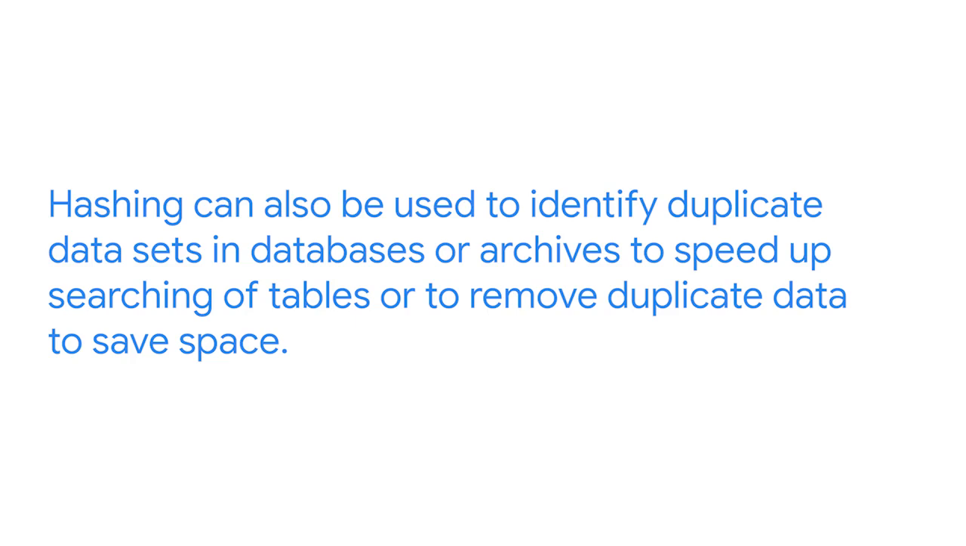Hash functions have a large number of applications in computing in general, typically used to uniquely identify data. You may have heard the term hash table before in the context of software engineering. This is a type of data structure that uses hashes to accelerate data lookups. Hashing can also be used to identify duplicate data sets in databases or archives to speed up searching of tables or to remove duplicate data to save space. Depending on the application, there are various properties that may be desired, and a variety of hashing functions exist for various applications.